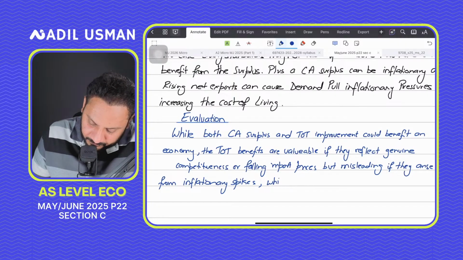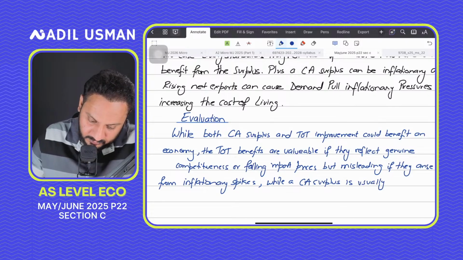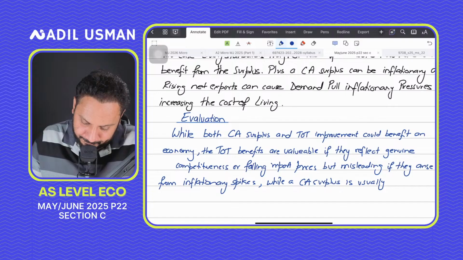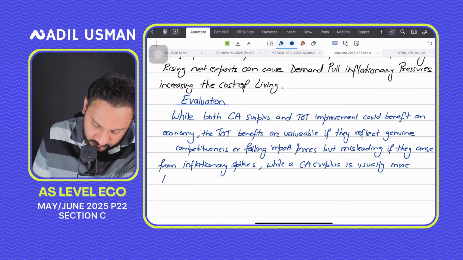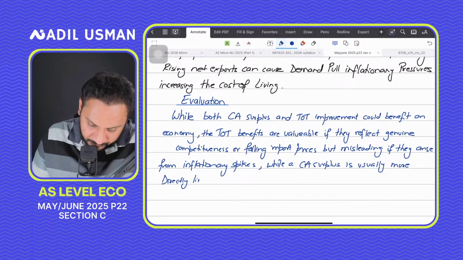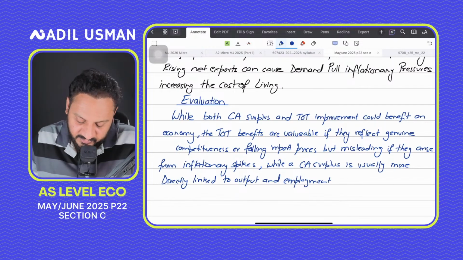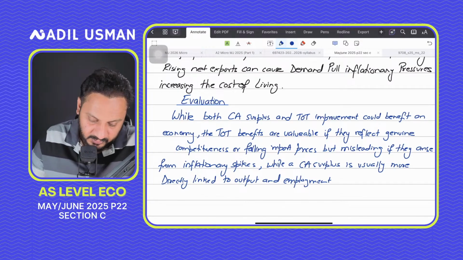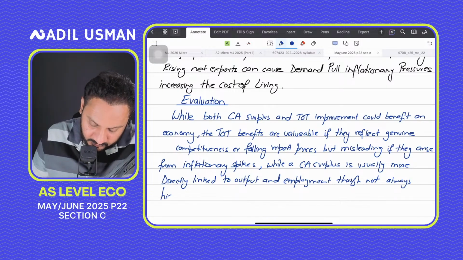While a current account surplus is usually more directly linked to output and employment gains, because obviously in a current account surplus, you'll end up having more output and more jobs, though not always higher domestic consumption.